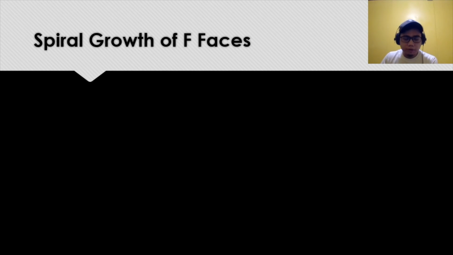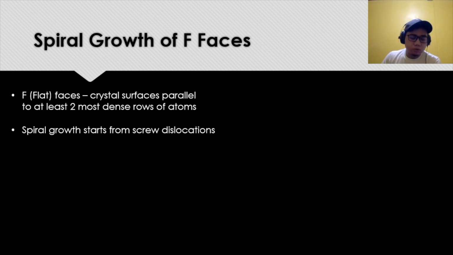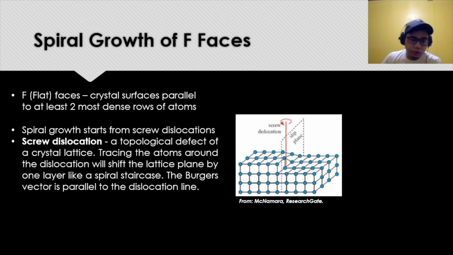So what are F faces? F faces, or flat faces, are crystal surfaces which are parallel to at least two of the most dense rows of atoms in a crystal. And spiral growth generally starts from screw dislocations. To recall, screw dislocations are topological defects in a crystal lattice. If we trace the atoms around the dislocation, we will shift the lattice plane by one layer, similar to a spiral staircase. So the Burgers vector is parallel to the dislocation line for screw dislocations.